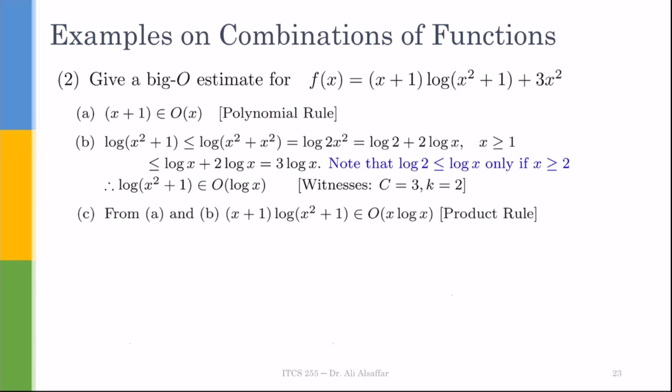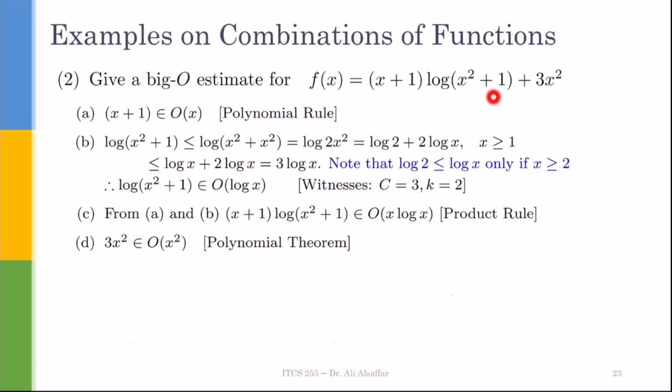From a and b, we are considering this part. We found big O of this equation and big O of this equation. So according to the product rule, we multiply the orders of these two functions. So we multiply the order of x plus 1 and log x^2 plus 1, and it will be x log x. Now for 3x squared, according to the polynomial theorem, it belongs to x squared. So this one belongs to x squared, and this one belongs to x log x.